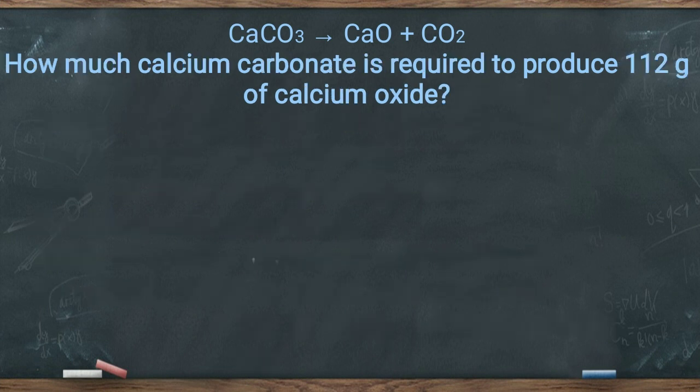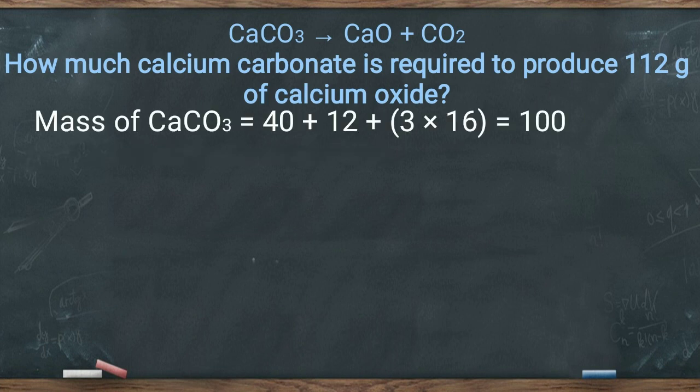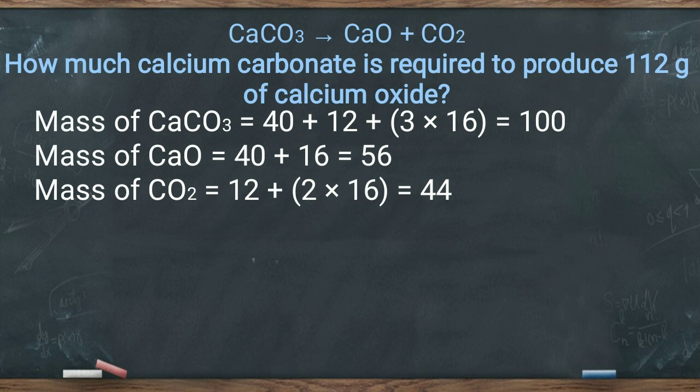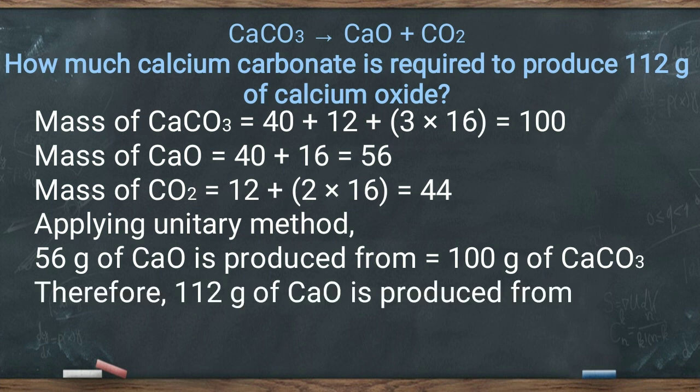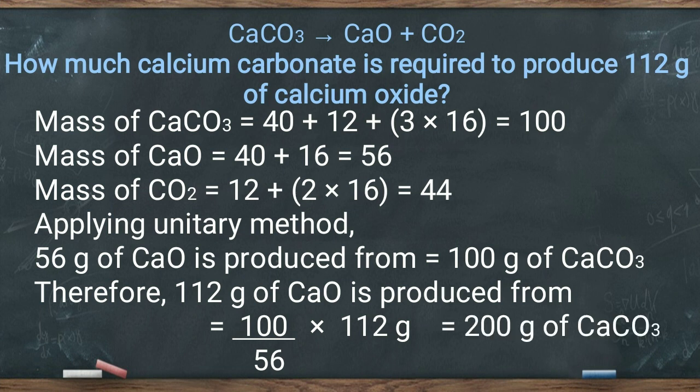Now let us calculate how much calcium carbonate is required to produce 112 grams of calcium oxide. As we did earlier, firstly we must know the mass of the reactants and products involved in the reaction. So firstly calculate the mass of each reactant and product in the reaction. It indicates that 56 grams of calcium oxide is produced from 100 grams of calcium carbonate. Therefore, we can calculate that 112 grams of calcium oxide is produced from 100 divided by 56 multiplied by 112 grams of calcium carbonate, which is equal to 200 grams of calcium carbonate.